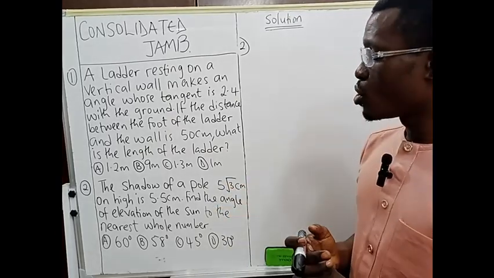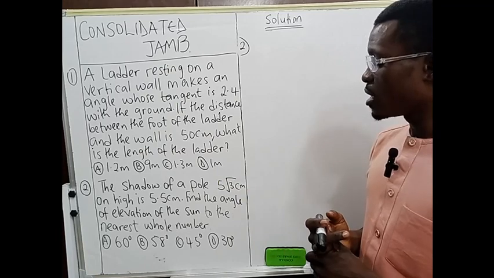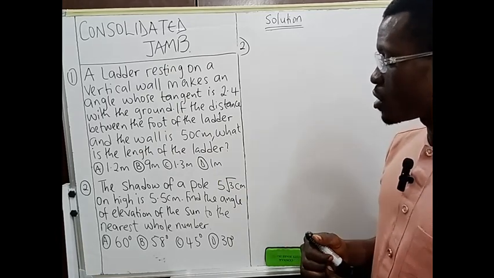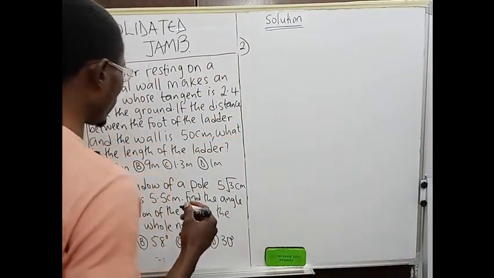Going to question 2, it says the shadow of a pole 5√3 centimeters high is 5.5 centimeters. Find the angle of elevation of the sun to the nearest whole number. Okay, still we use a diagram to represent this information.